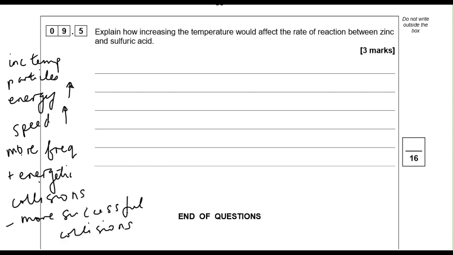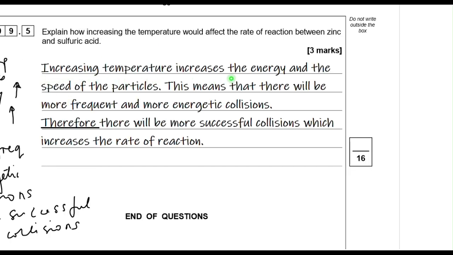So, to get you 3 marks, increasing the temperature increases the energy and the speed of the particles. This means that there will be more frequent and more energetic collisions. Here's the explain. Therefore, there will be more successful collisions, which increases the rate of the reaction. So, we're going to get 1 mark for the increase in the energy and speed, 1 mark for more frequent energetic collisions, and 1 mark for more successful collisions causing an increase in the rate of reaction. 3 marks. End of questions.